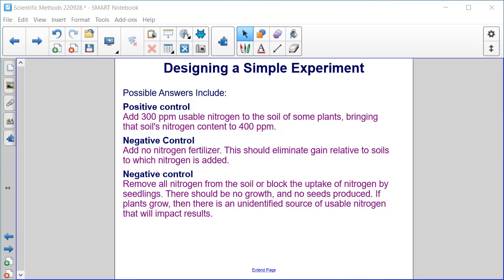Possible answers include, for a positive control, add 300 parts per million usable nitrogen to the soil of some plants, bringing that soil's nitrogen content to 400 parts per million. As a negative control, add no nitrogen fertilizer. This should eliminate gain relative to soils to which nitrogen is added. Another negative control: remove all nitrogen from the soil or block the uptake of nitrogen by seedlings. There should be no growth and no seeds produced. If plants grow, then there's an unidentified source of usable nitrogen that will impact results.